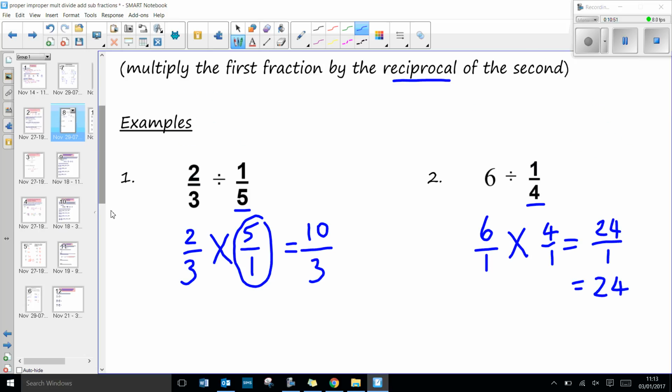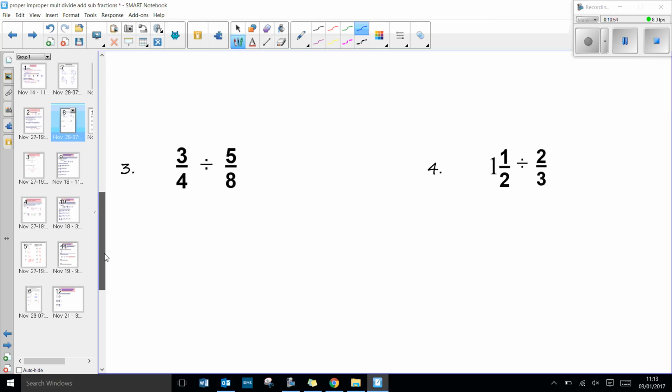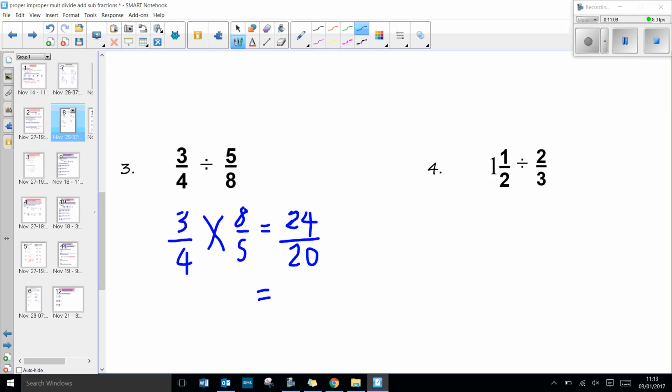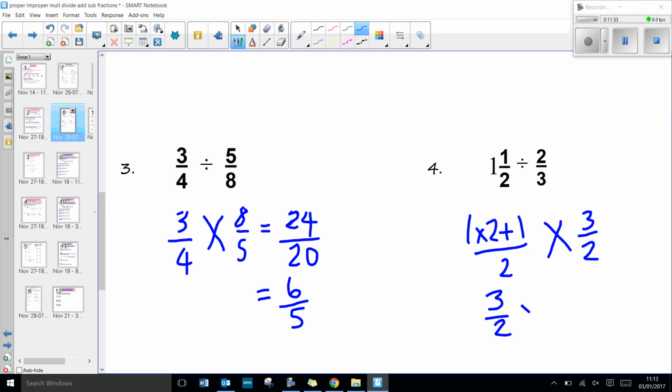3/4 divided by 5/8, 3/4 multiply by 8/5, so 3 times 8 is 24/20, and I know that 4 goes into both of these two, so 4 goes into 24 6 times, and 20 5 times. 1 and 1/2, so we need to change that to an improper fraction, so that's 1 times 2 plus 1, multiplied by 3/2, again it's the reciprocal, so it's 3/2 multiplied by 3/2, which is 9/4.